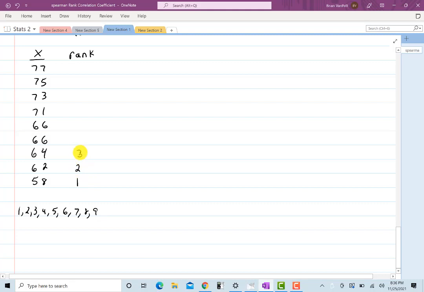Now I have one repeat here, and that is the 66s. These normally want to take up data items 4 and 5, but since they're the same, I take 4 plus 5. The average of 4 and 5 is 4.5. There, I've used 4 and 5 up, and now I'll move on. 6, 7, 8, and 9. So I've got those ranks.